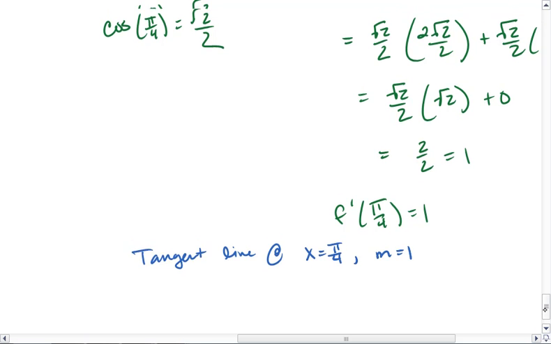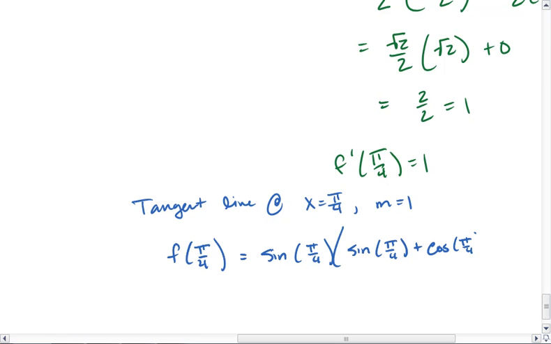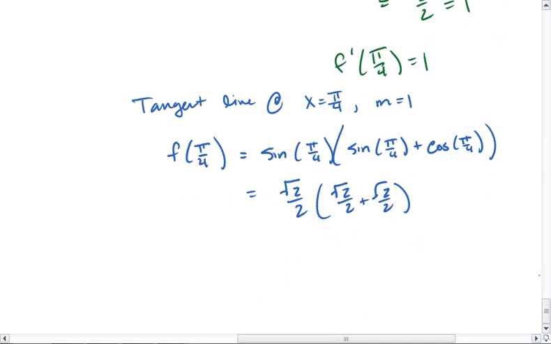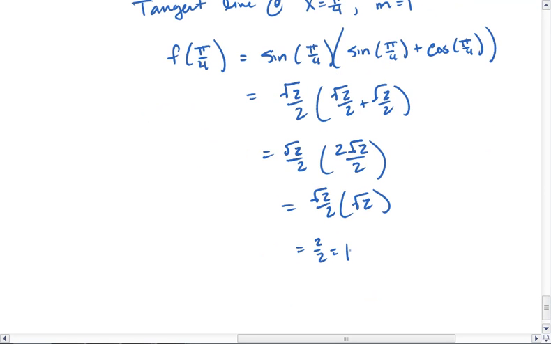I also want to find out the point that this tangent line will pass through, and I do that by plugging in pi over 4 to the original function f. So the original function f was sine of x times sine of x plus cosine of x. I evaluate this, I get root 2 over 2 times root 2 over 2 plus root 2 over 2. Root 2 over 2 plus root 2 over 2 is 2 times root 2 all over 2, which gives me root 2 over 2 times root 2 over 2, which equals 1.